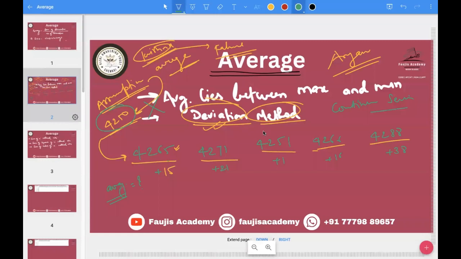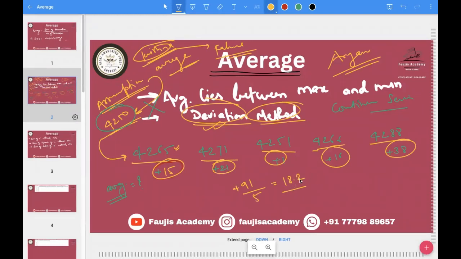Now let's add all of this. 15, 16, 32, 36, 70, 91. Right? 91 is the total deviation for 5 observations. So how much is that number, divided by 5? 18.2. Right, Krishna?